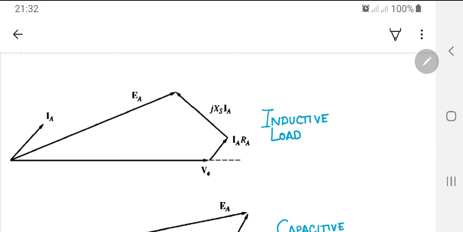But practically, the resistance of the windings, which is RA, the per phase resistance, is very small. So this IARA vector is technically very small, and the JXSIA vector is also small, because XS may be a little larger than RA, but it is still a very small length compared to the other big vectors, which are V phase and EA.